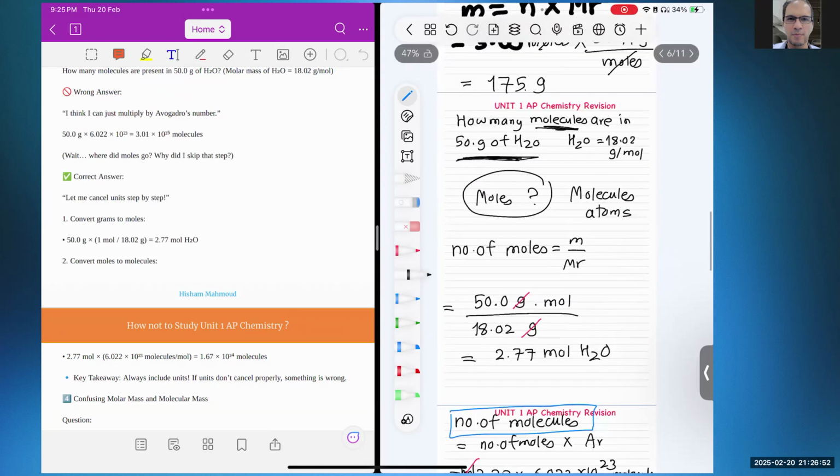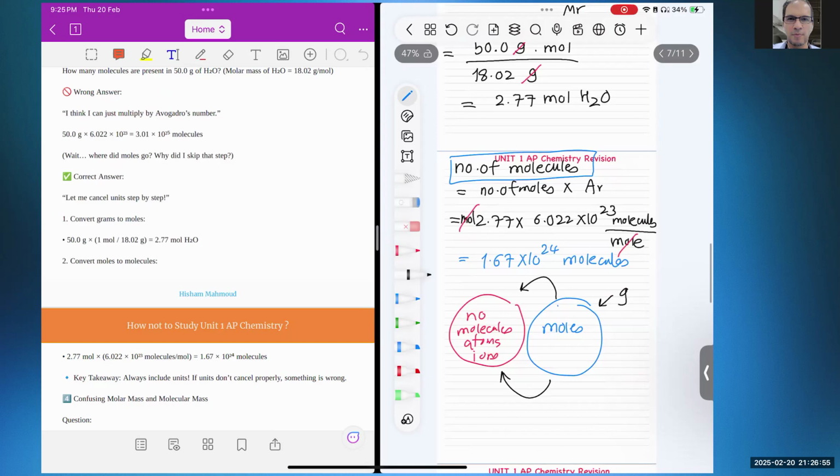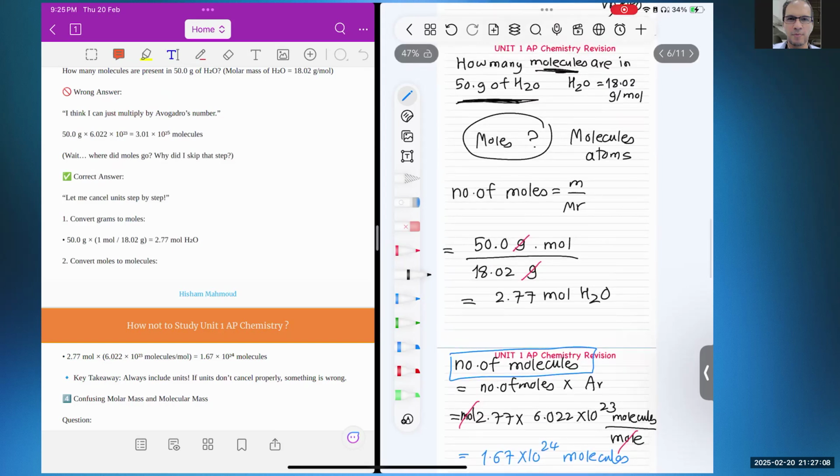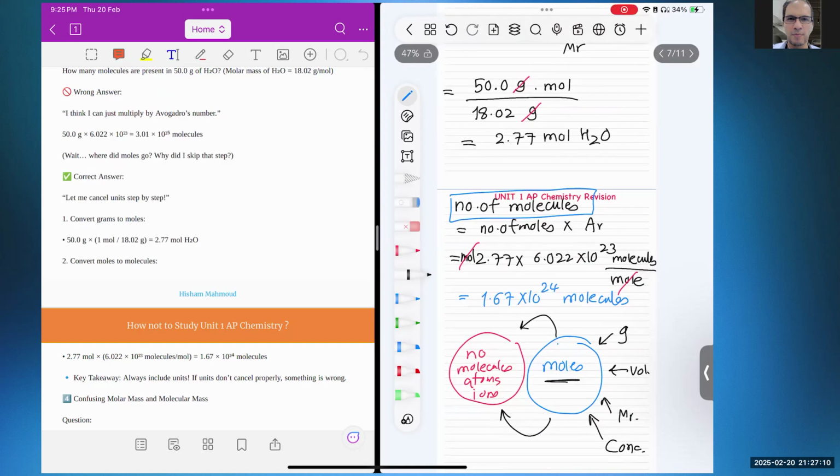I use the grams, so you can use the grams, and I can use the volume, I can use the molar mass to find the moles or even the concentration. Once you find the moles, you can convert it into the number of molecules. So I found the moles here by mass over molar mass. Then I'll get the number of molecules.